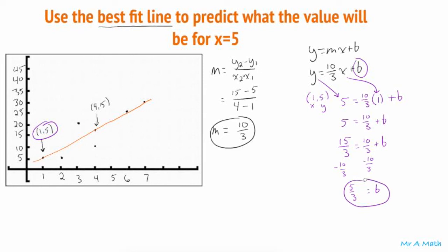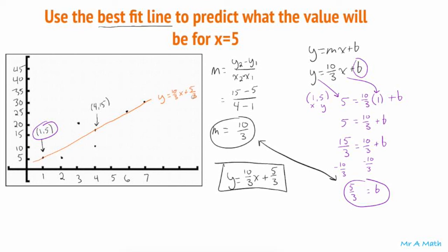So this is my b, and before I found my m. So now if I take these 2 critical pieces of information, I can write my equation as y equals 10 thirds x plus 5 thirds. Okay? So now, this isn't my final answer. This is just the equation of my best fit line. So this right here really just means that my orange line is y equals 10 thirds x plus 5 thirds.